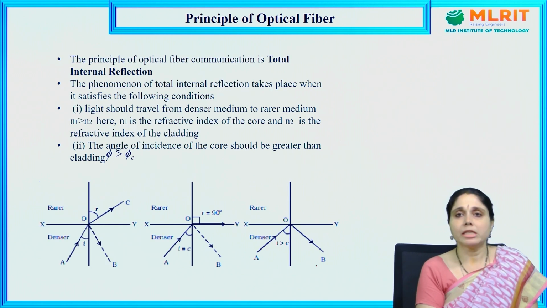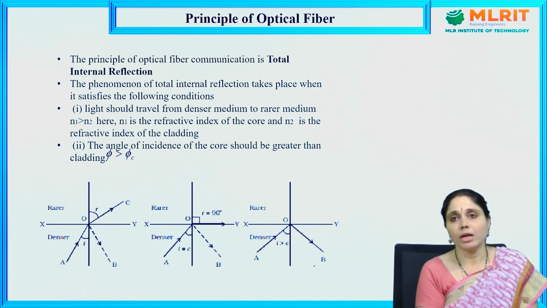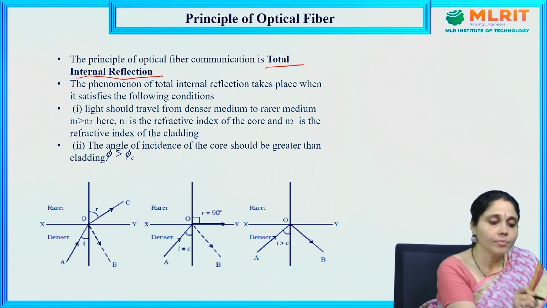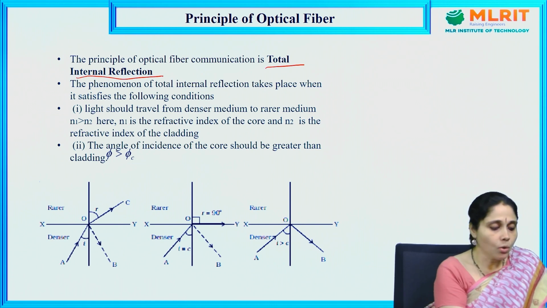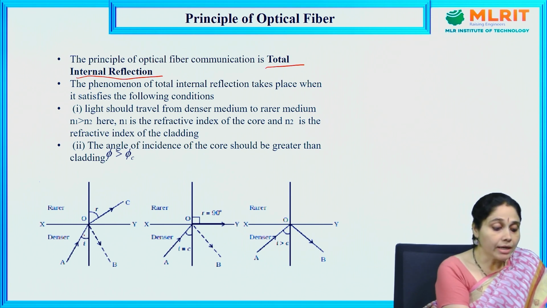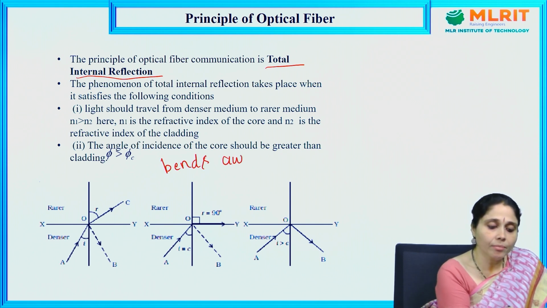Now coming to the principle of an optical fiber, as we have already learned about total internal reflection, let us recall it. The principle of optical fiber is total internal reflection. If we observe the diagrams over here, whenever light enters from a denser medium to a rarer medium, it bends away from the normal.